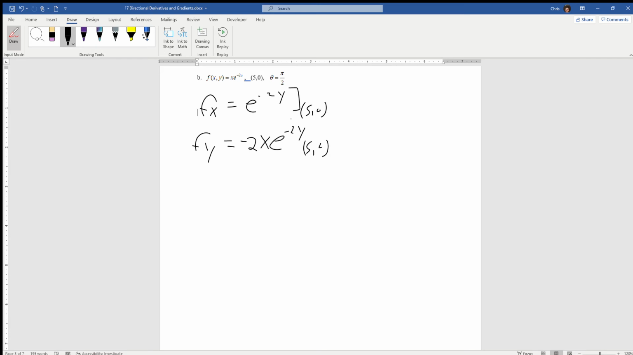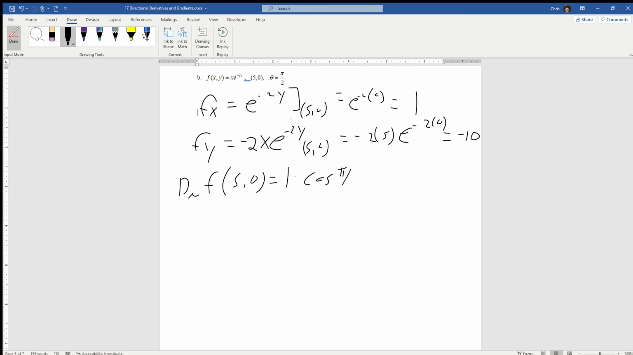And then we're going to evaluate both of these at the point (5, 0). Pretty easy. When we do that, substitute 0 back in for y. E to the minus 2 times 0 is going to be 1, so that's nice and easy. And then finally, we're going to have negative 2 times 5 times e to the minus 2 times 0, which is negative 10. Now we have our formula. Our formula for D sub u of f at (5, 0) is going to be 1 times the cosine of pi halves plus negative 10 times the sine of pi halves.